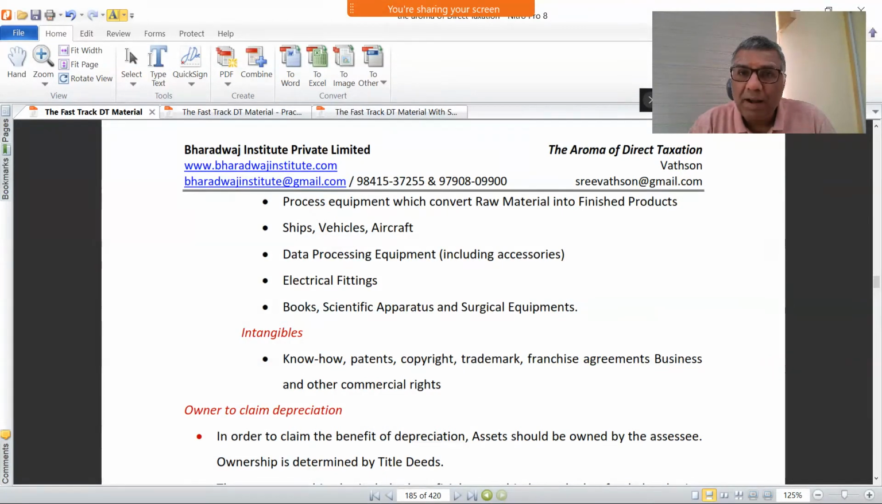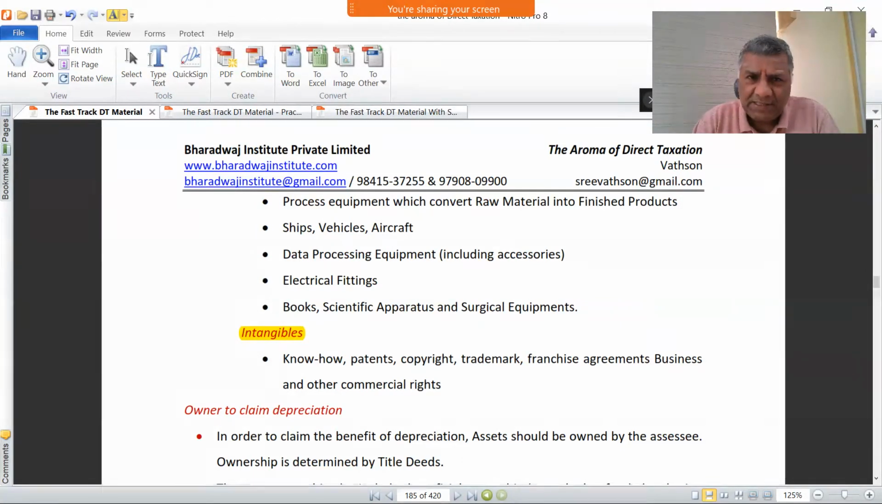So these are plant. Building, plant and machinery, furniture, fixtures, intangibles: know-how, patent, copyright, trademark, franchisee agreement, business or other commercial right. Goodwill is not mentioned, but they said business or other commercial.